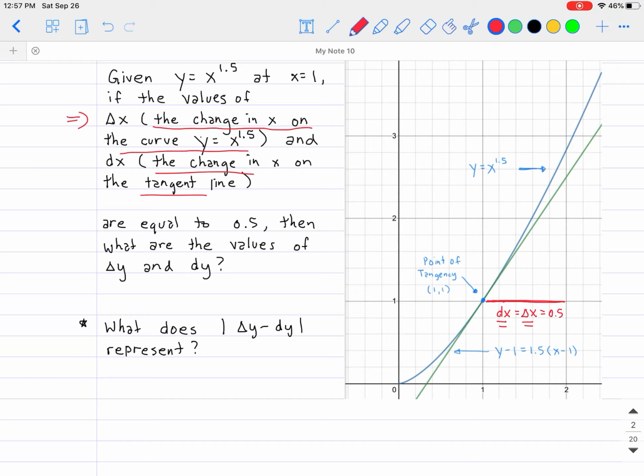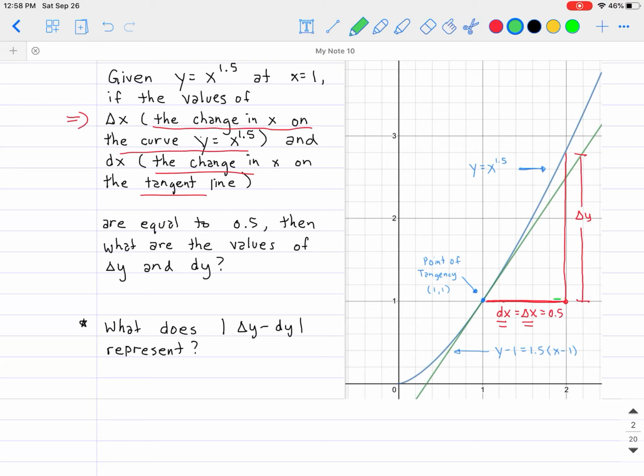Now, I'm going to go ahead and create a right triangle, because that's where you normally see delta x and dx and so forth, and also dy and delta y. So here's what that means. I'm going to move over by 0.5 for both of the equations. This portion that goes from this point over here to the very top of the curve, that is going to be my delta y. Okay, that's my change in y on the curve.